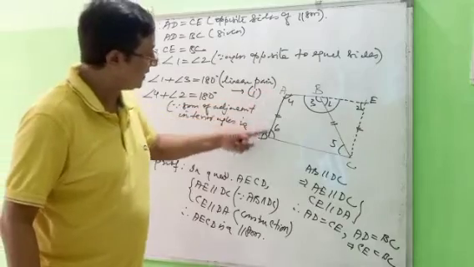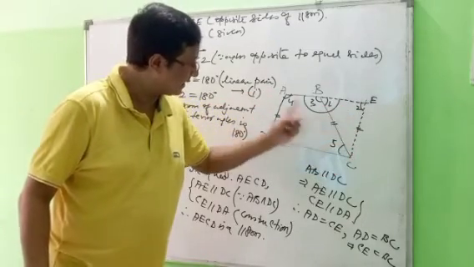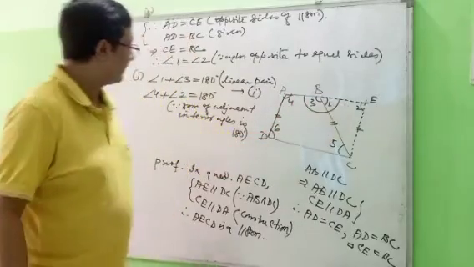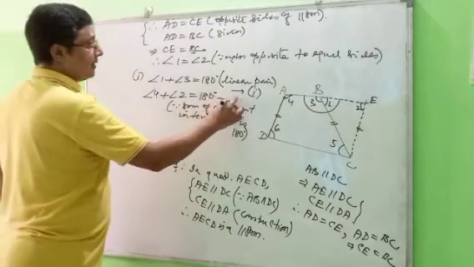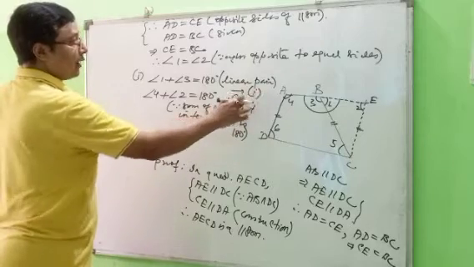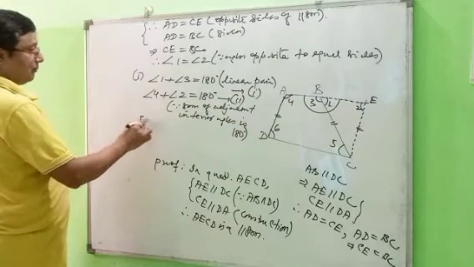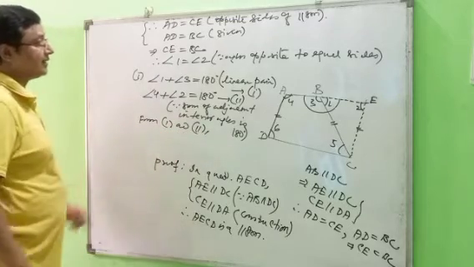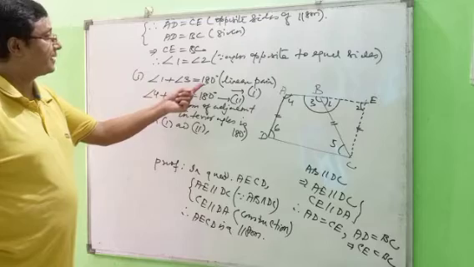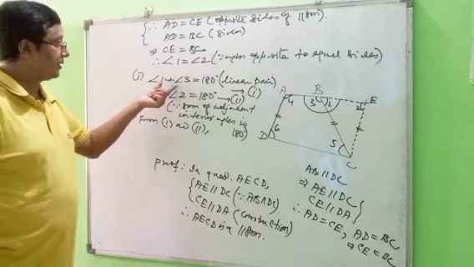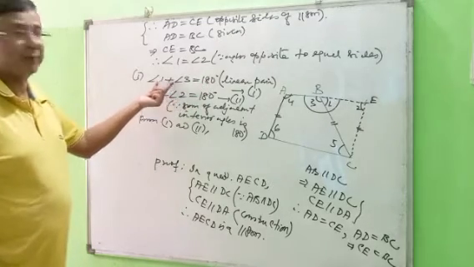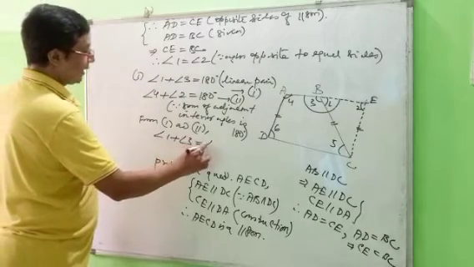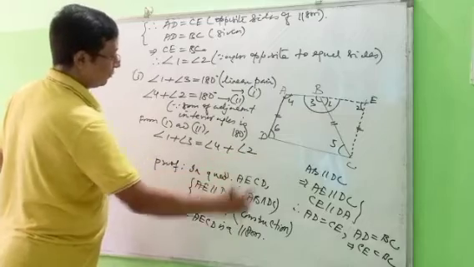So since AD is parallel to CE, these two angles' total sum will be 180 degrees. Let it be equation number 2. Now you compare 1 and 2. From 1 and 2 you get that both their total sum is 180 degrees, so these two sides also will be equal. So here angle 1 plus angle 3 is equal to angle 4 plus angle 2.